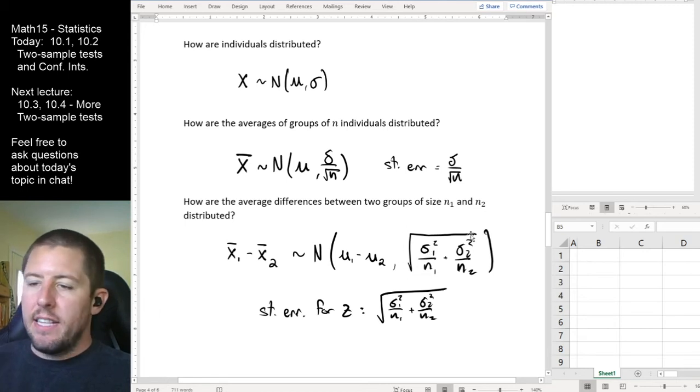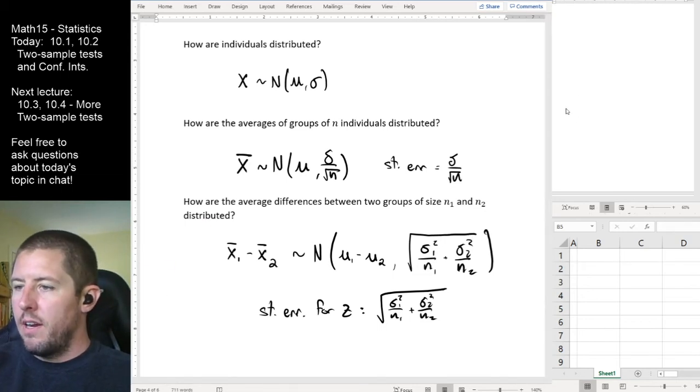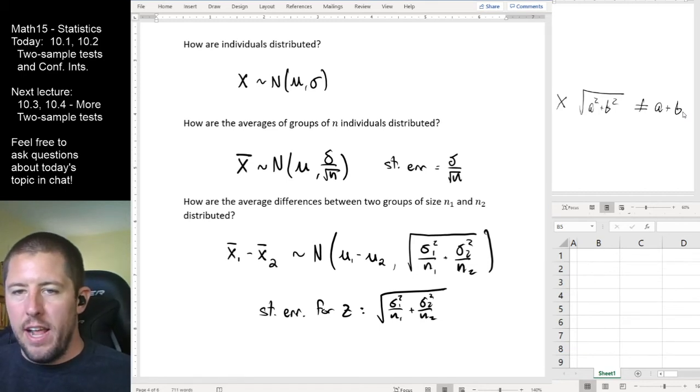Now, it is not the case, by the way, I'll just write it over here. It is not the case that the square root of a squared plus b squared is equal to a plus b, right? You cannot just take a square root by individually square rooting each of the terms. That's not true right there.